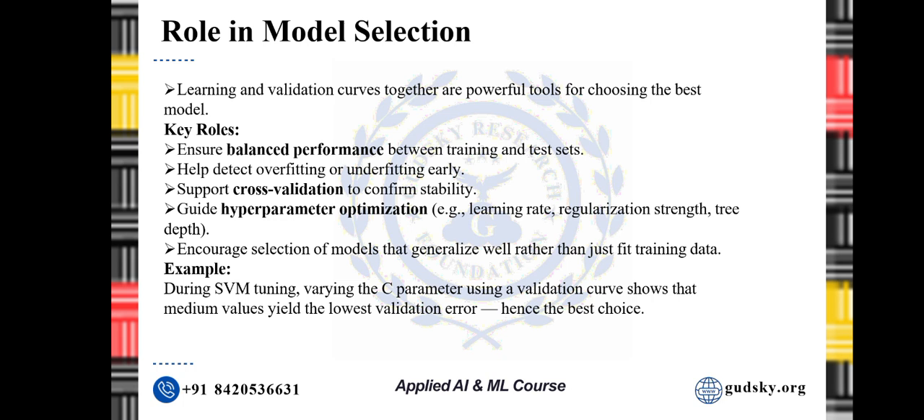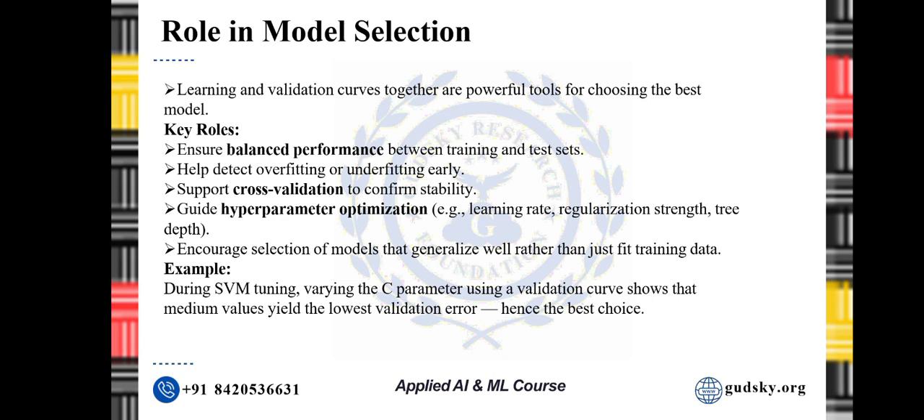Finally, for this part, let's connect everything together with the role of learning curves and validation curves in model selection. Both these curves are essential tools to choose the best model for your task. Here is how they help. They ensure balanced performance between training and test sets. They help detect overfitting or underfitting early. They support cross validation to confirm stability. They guide hyperparameter tuning, like choosing the right regularization strength or tree depth.